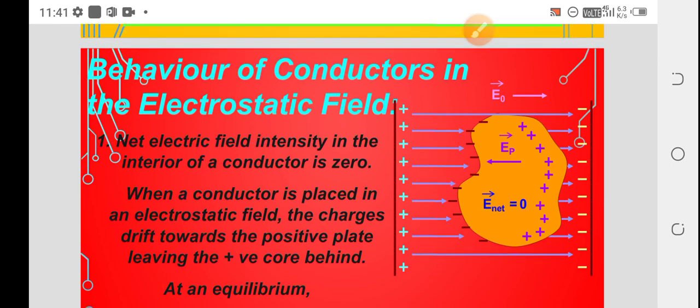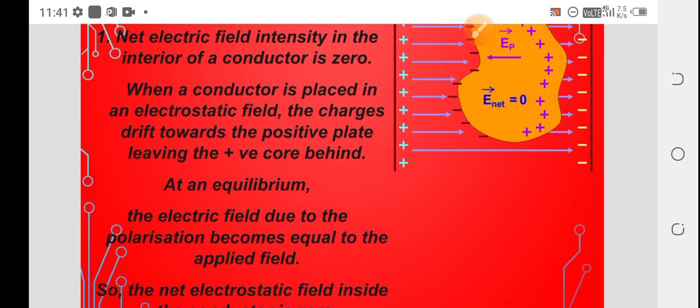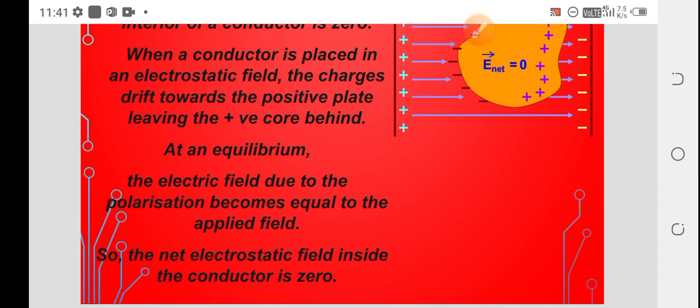Now from this figure, we can say that, one, the net electric field intensity in the interior of the conductor is zero. Why? When a conductor is placed in an electrostatic field, the charges drift towards the positive plate, leaving the positive core behind. At equilibrium, the electric field due to the polarization becomes equal to the applied field, so the net electrostatic field inside the conductor is zero.